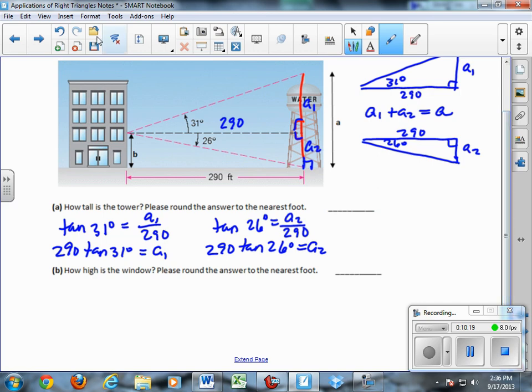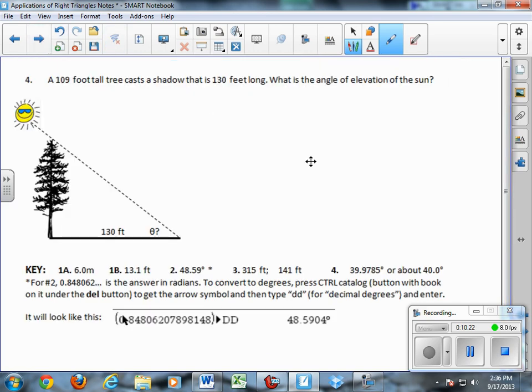Okay, last one, we have a tree casting a shadow. Here's the sun. The sun's angle as it hits the top of the tree creates a shadow here, which forms a right triangle. Once again, assuming our tree is perpendicular to the ground, as trees should be. And we know that the height of the tree is 109. So if we draw our triangle over here, that's the tree, that's the shadow, 109, 130. We're trying to find the angle of elevation. That would be the angle measured up from the horizontal that you would have to look in order to see the sun. And don't stare directly into the sun, that is dangerous. So we're talking about that angle right here.